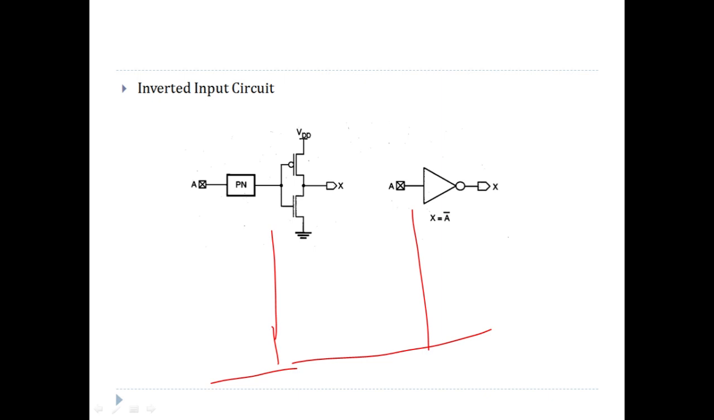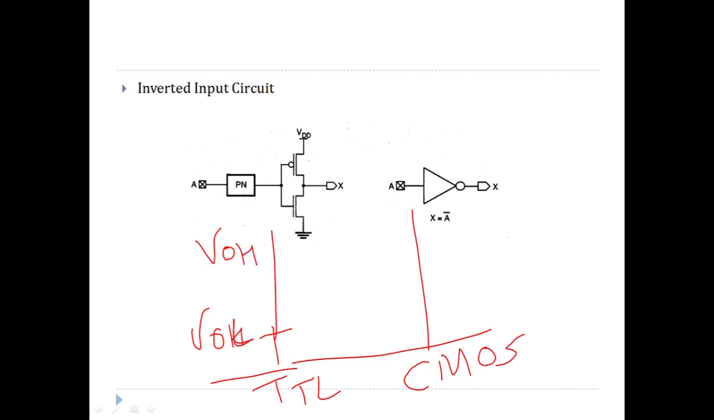A simple circuit, if I can draw, would look like this. If there's a TTL and there is, let's say, a CMOS circuit, a simple design would look like this. Suppose this is the VOH and this is, let's say, VOL and VOH of this TTL circuit.